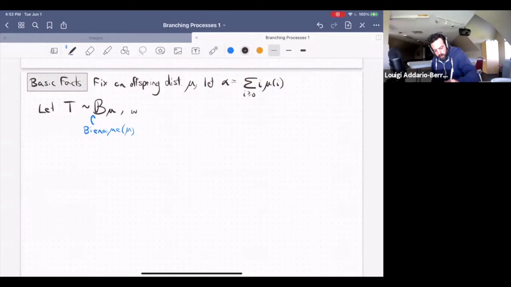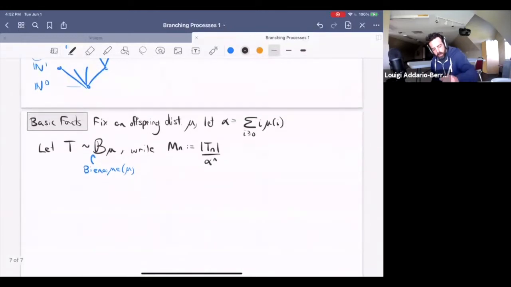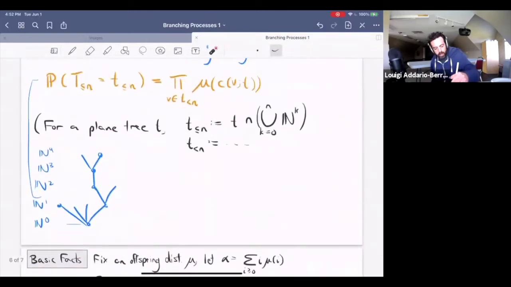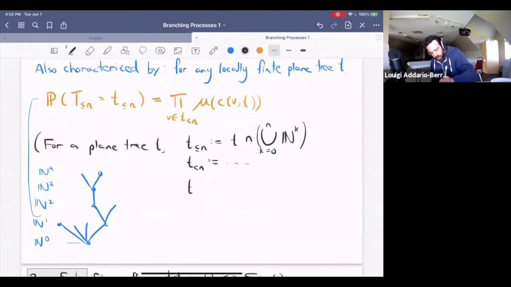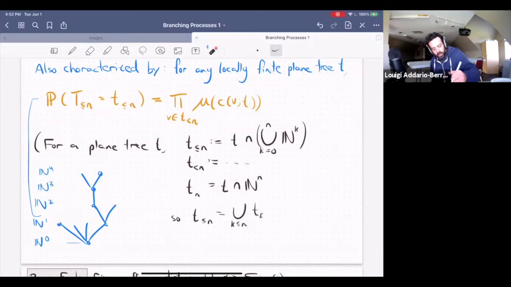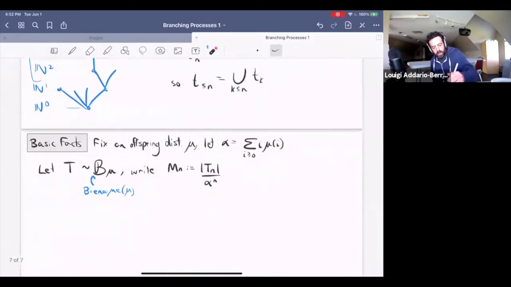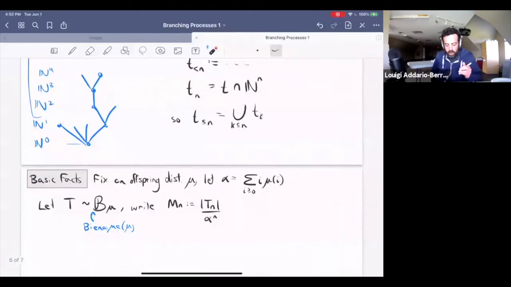I'll write M_n to be T_n over alpha to the n. I'm now using this notation T_n by analogy with up here. So T_n is just T intersection N to the n, so that T less than or equal to n I could also write as the union over k at most n of T_k. This is the set of nodes at the nth level of the tree, and so the size of this is the number of nodes at the nth level of the tree.